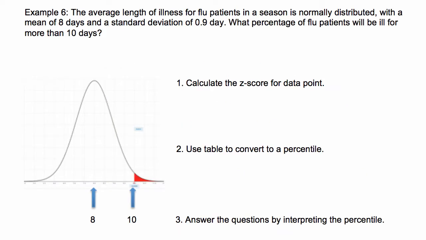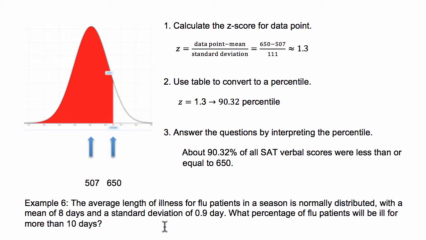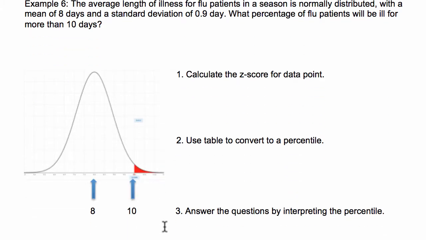Example 6. The average length of illness for flu patients in a season is normally distributed, with a mean of 8 and a standard deviation of 0.9 days. What percentage of flu patients will be ill for more than 10 days? To answer this question, we will use the same steps as we used above. That is, first we will calculate the z-score for the data point. Second, we will use table 6.2 to convert our z-score to a percentile. And third, we will answer the questions by interpreting the percentile.